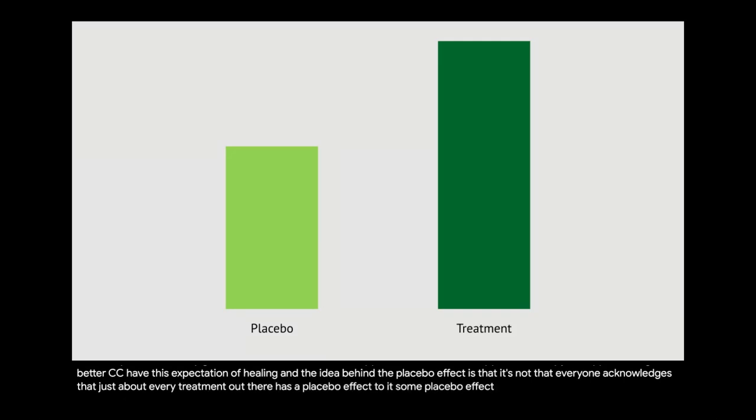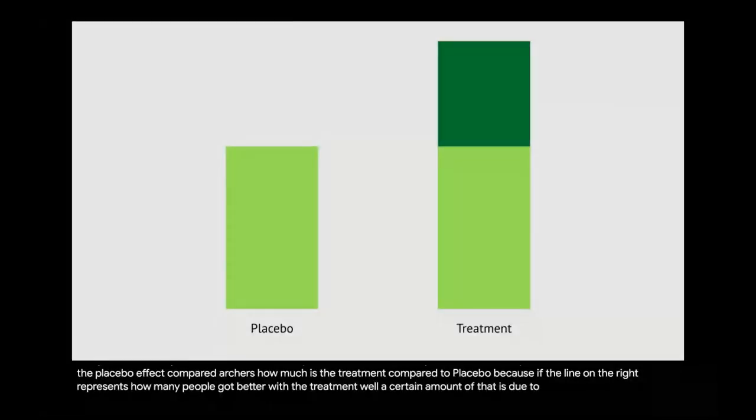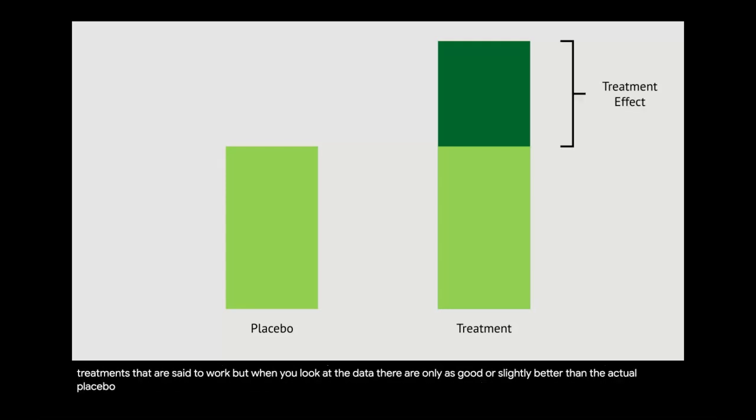The question is, how much is the treatment better compared to placebo? Because if the line on the right represents how many people got better with the treatment, well, a certain amount of that is due to placebo, the expectation of getting better. And so how much better is the treatment compared to placebo? That's the issue there. And sometimes there are treatments that are said to work, but when you look at the data, they're only as good or slightly better than the actual placebo. So that right there would be the theoretical treatment effect.